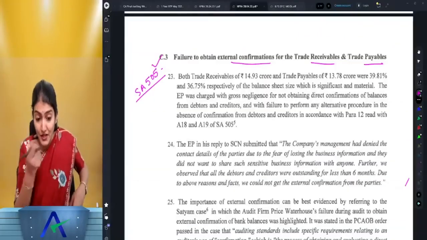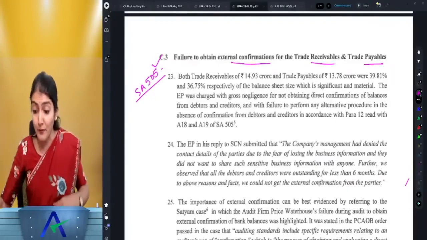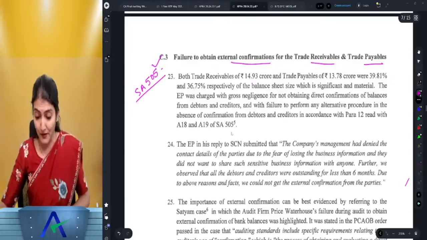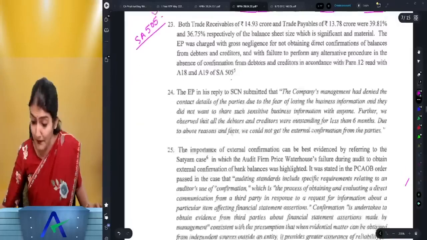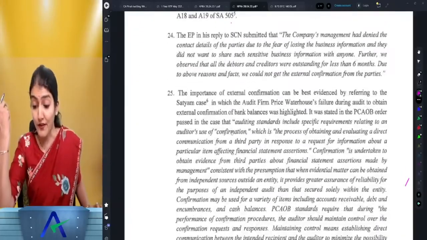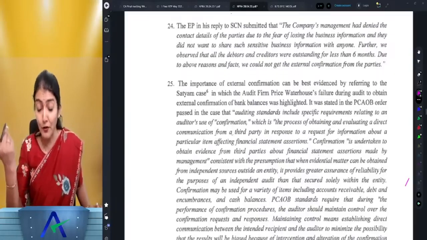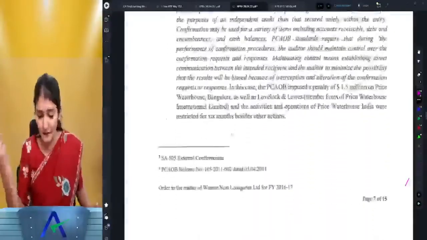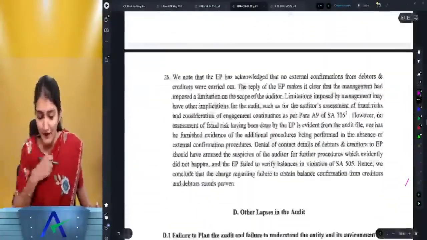Oh my God. So this chartered accountant failed to obtain confirmation for trade receivables and trade payables. Okay. Right. Then the company's management had denied the contact details of the parties due to the fear of losing the business information, and they did not want to share such business sensitive information. Okay, so full point over there.